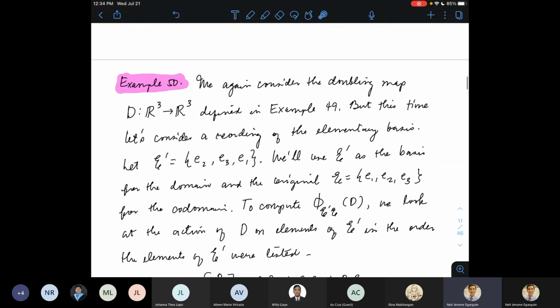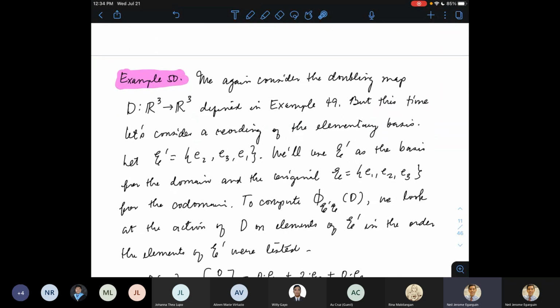Okay. All right. Let's try example 50. For example 50, again, we will be working with a doubling operator from R3 to R3. But in this example, I will play a little bit with the ordering of the basis for the domain. So remember from before, ang basis natin for both V and W is the canonical basis E1, E2, E3. Paano kung paglaruan ko yung E and form the new ordered basis E prime? Yung E prime siya ay E2, E3, and E1. Ginumble ko lang yung ordering ng canonical basis elements. All right?